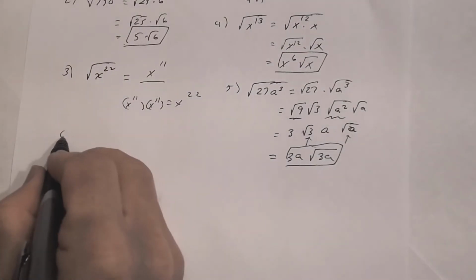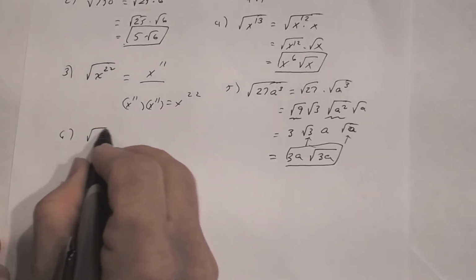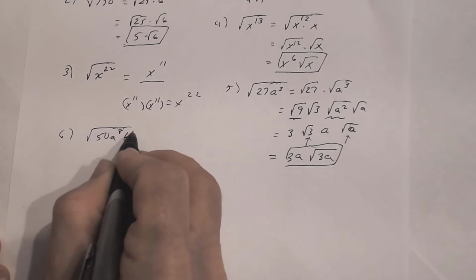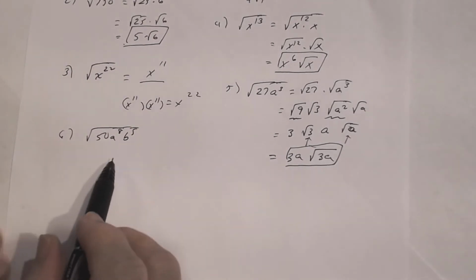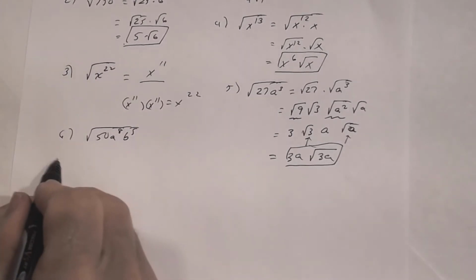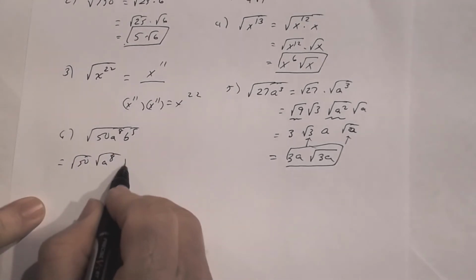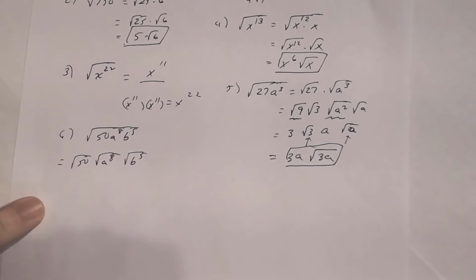All right, number 6, we have the square root of 50, a to the 8th power, b to the 5th. All right, so again, do this idea here. So that's going to be the square root of 50 times the square root of a to the 8th times the square root of b to the 5th. All right, and then let's deal with the square root of 50 first.